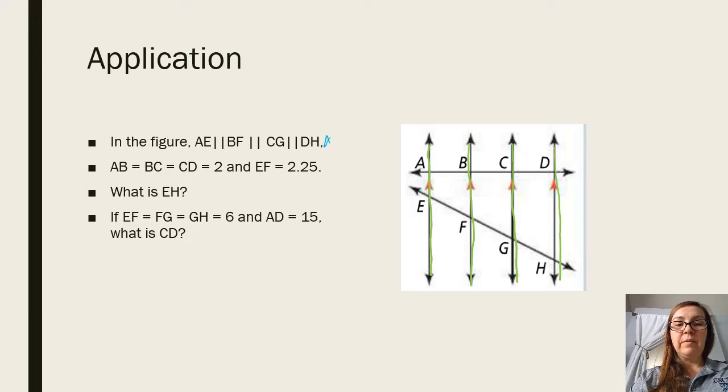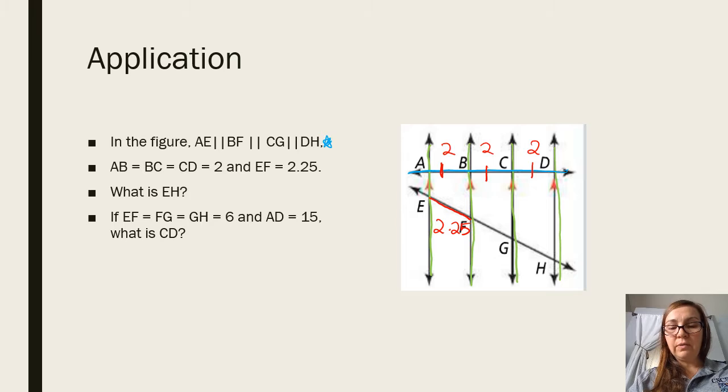That's the given right here. And it says AB is equal to CD, because this line right here is my transversal. And I'm being told that AB is congruent to BC, which is congruent to CD, and they all equal 2. Then it tells me EF, this little segment right here, is equal to 2.25. And the first question is, what is EH?